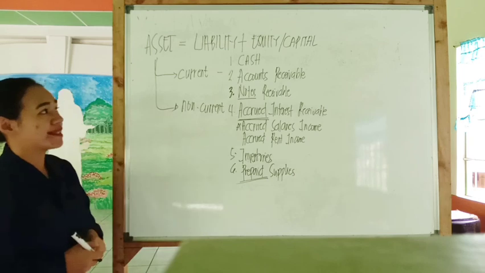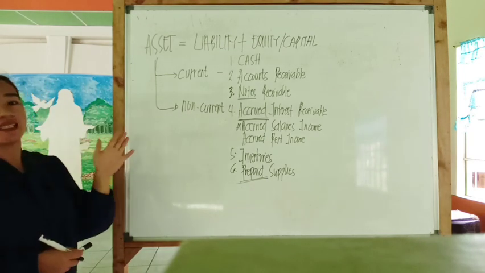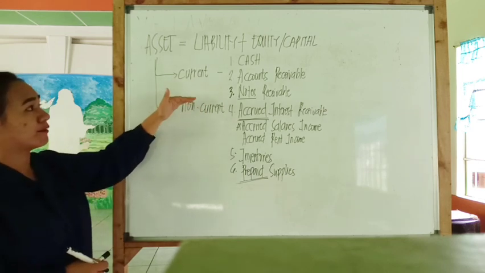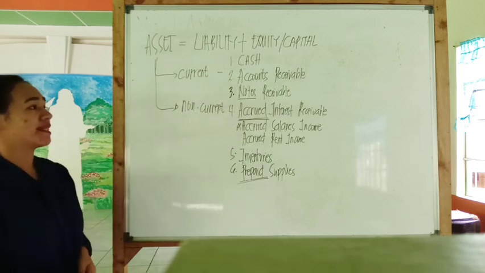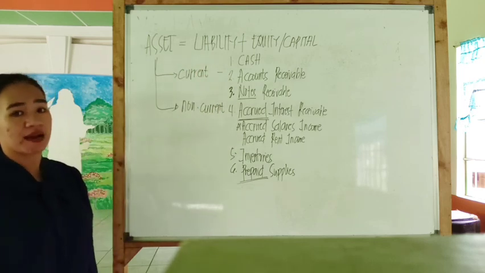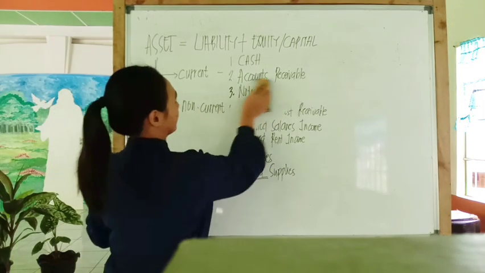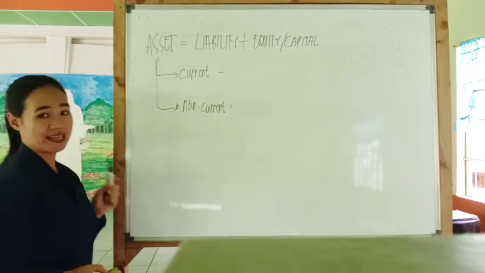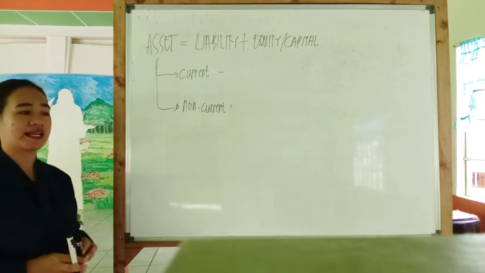So, those are the examples of your current assets. Later on, madadagdagan at madadagdagan pa yan. But these are the current assets na usually nag-i-exist sa operation ng isang company. And then, another one is your non-current asset. Again, in your notes, may mga nakalista na example ng non-current asset.